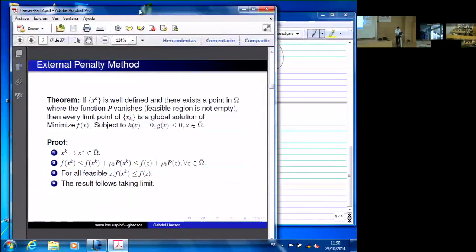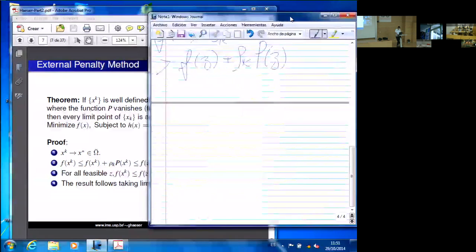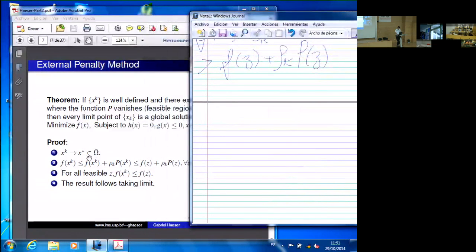So if the problem admits a feasible point, the limit points will be feasible, and now let's prove that they will be optimum to the original problem. Okay, so the proof is easier. You have again xk. You can choose a subsequence such that it converges to x star, some limit point of the sequence, and it must belong to omega bar as before.